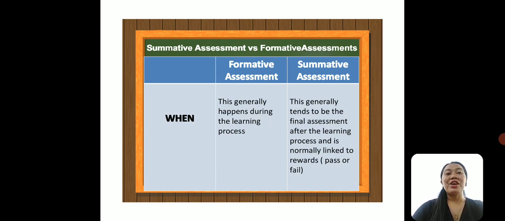Formative assessment generally happens during the learning process, while summative assessment generally tends to be the final assessment after the learning process and is normally linked to rewards. So rewards here refers to pass or fail. Since summative assessment is given at the end of the unit, this will serve as the final assessment after the learning process.